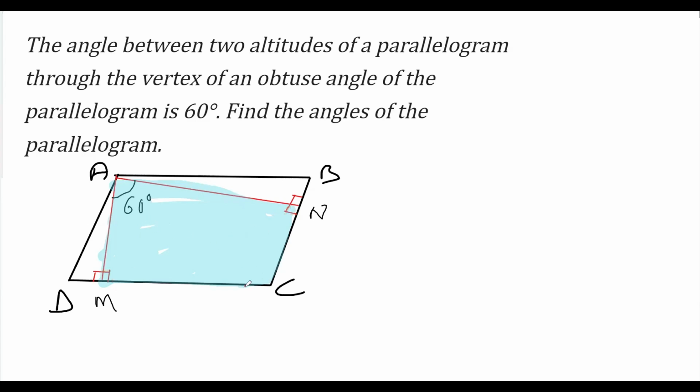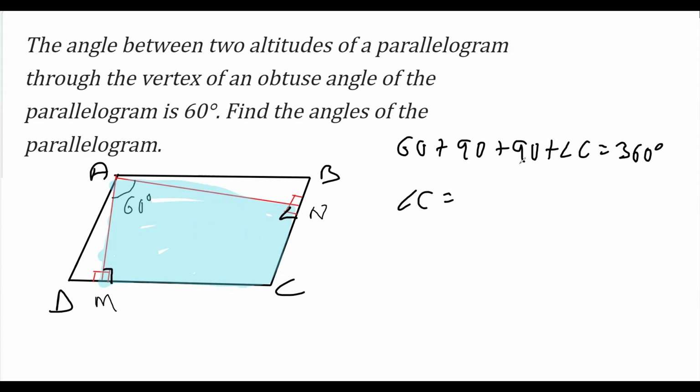And we know that the sum of four angles of a quadrilateral is 360 degree. So if I do so, I can say that 60 plus 90 plus 90 plus angle C is equal to 360 degree. So now angle C will come as 360 minus 180 is 180, minus 60, that is 120. We got the value of C as 120 degree.